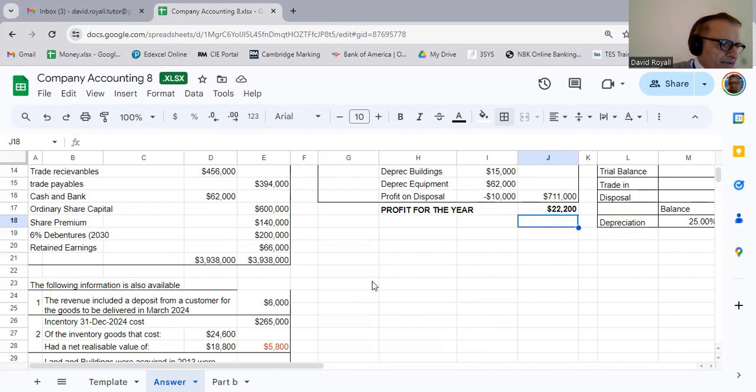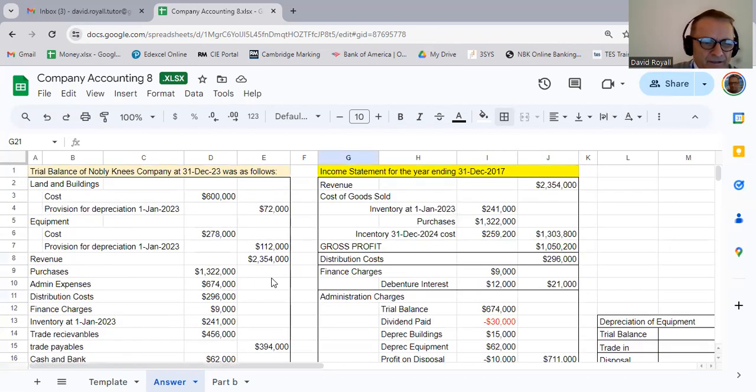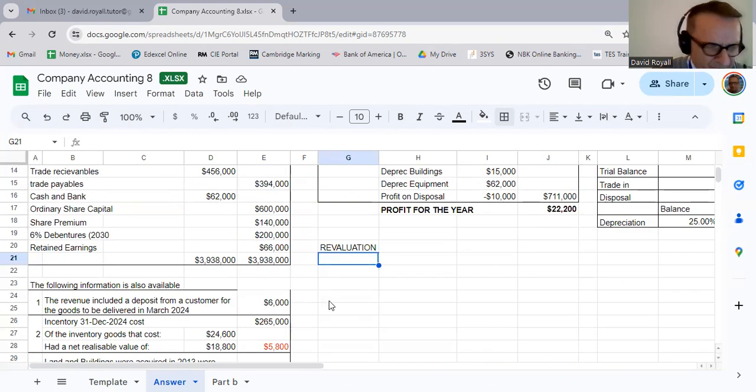Okay, well, this is a little extra that we haven't looked at before, and what we're going to do now is look at the revaluation of land and buildings. The question did ask to do that. Now, we've not done that. There are many cases where land increases in value over time. It's a valuable resource. So let's start now with the land and buildings revaluation account.